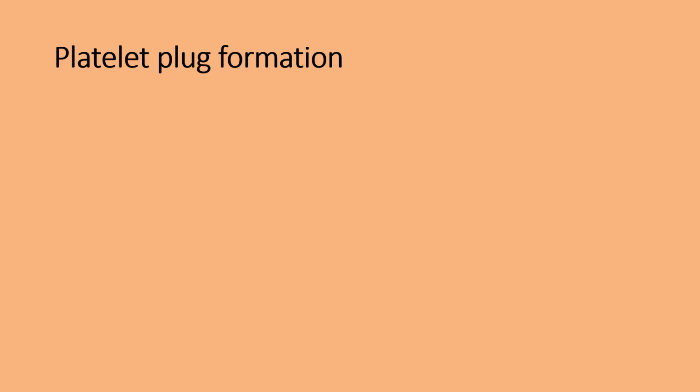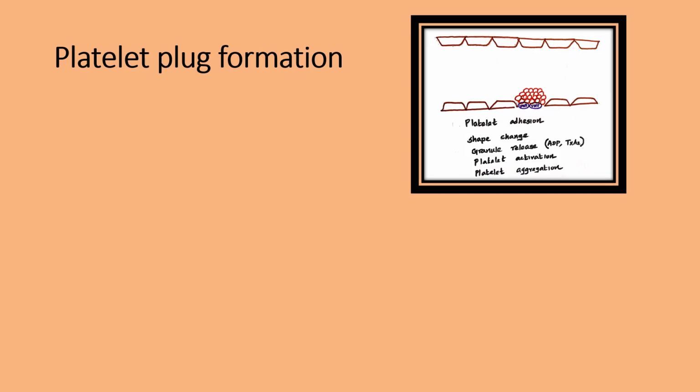The second step of hemostasis is platelet plug formation. The injury site is plugged by the platelets. The injury site is covered by von Willebrand factor, which attracts the platelets. So platelet adhesion occurs and the shape is changed, and the granules release ADP and thromboxane A2. It promotes platelet activation and aggregation.